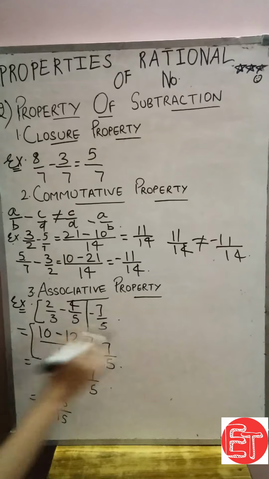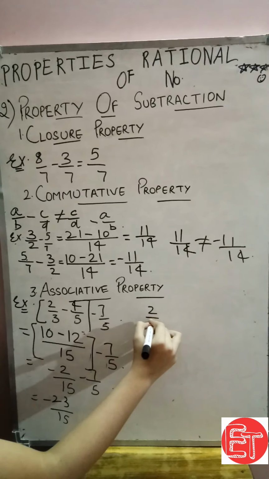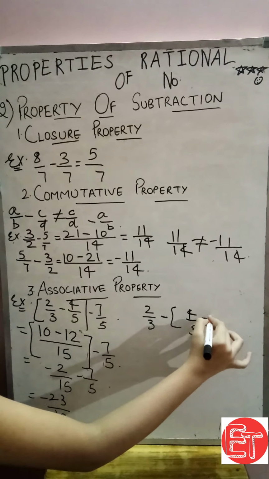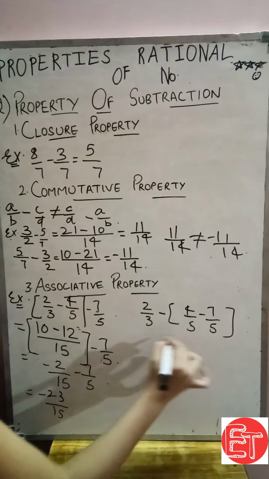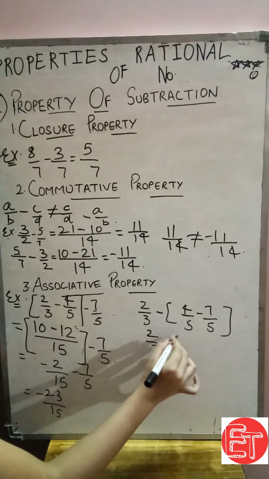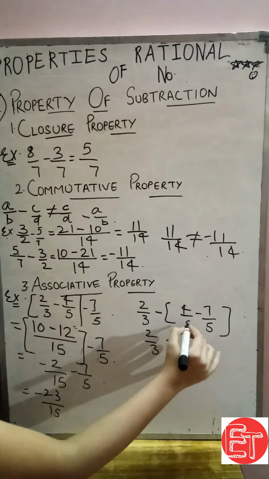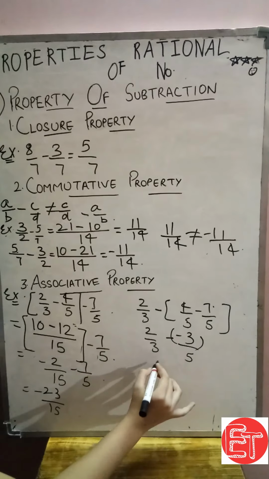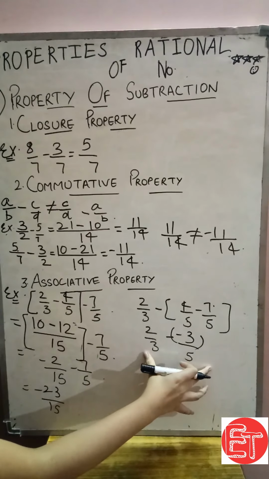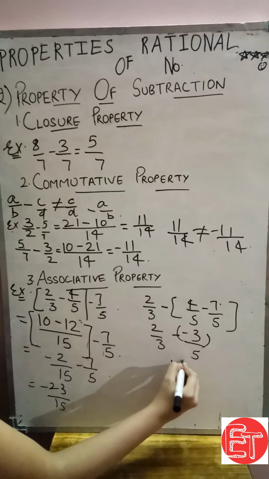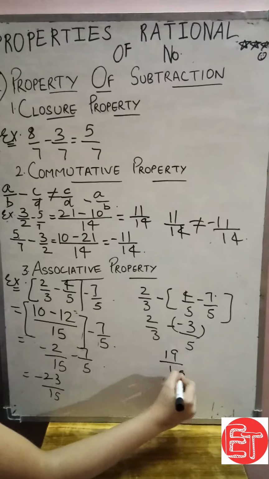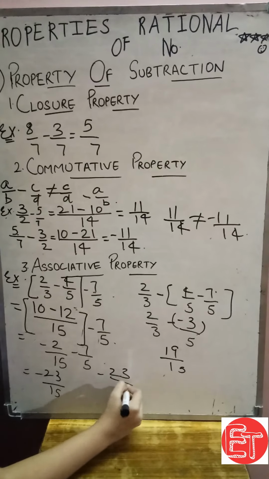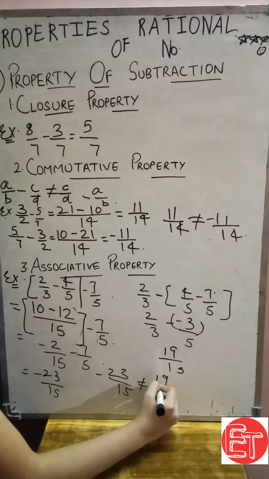Okay. Then again this side also, 2 upon 3 minus 4 upon 5 minus 7 upon 5. So 2 upon 3 minus, what do we get in this? We get 4 minus 7 upon 5 in bracket. Then after taking out these numbers' LCM, we get 19 upon 15. So minus 23 upon 15 is not equal to 19 upon 15.